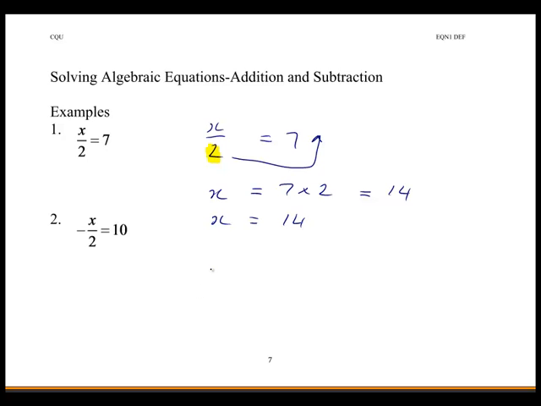The answer is 14. Now here we've got negative x over 2 equals 10. What I do is just put the negative with the 2 on the bottom. When you bring it to the other side, you bring negative 2 to the other side. As I said beforehand, you can put the negative wherever you want to, as long as it's there: in the middle, up the top, or down the bottom. In this case, I've put it down the bottom so I can move it across to the other side fairly easily.